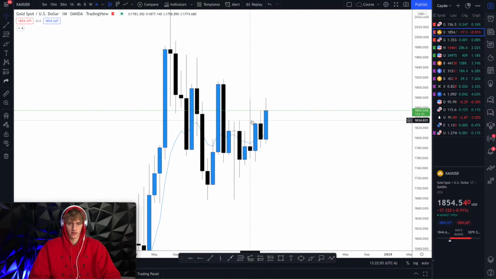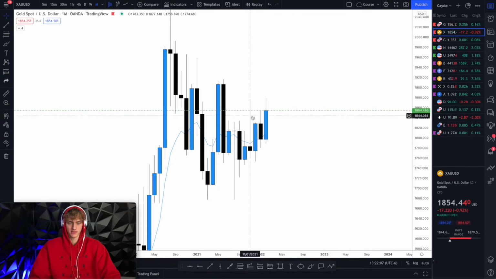Previous months we've had a big wick up here, which means that liquidity came up to here, but then it closed all the way down here. You guys have to realize that every candle on each time frame represents a period. This candle right here is worth one whole month. There's still 13 days on this candle until it closes.